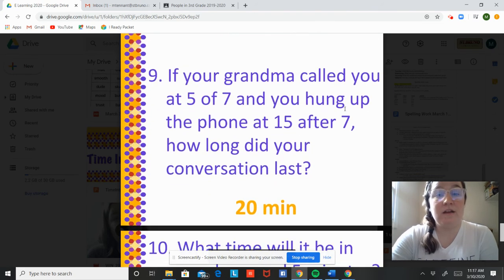And number 9, if your grandma called you at 5 of 7 and you hung up the phone at 15 after 7, how long did your conversation last? So 5 minutes of 7, so 5 minutes before 7, so 6:55, and 15 minutes after 7, 7:15. So I know that it would be 5 more minutes to get to 7 o'clock. So it's 5. And then if I add 15 more, 5 plus 15 is 20.